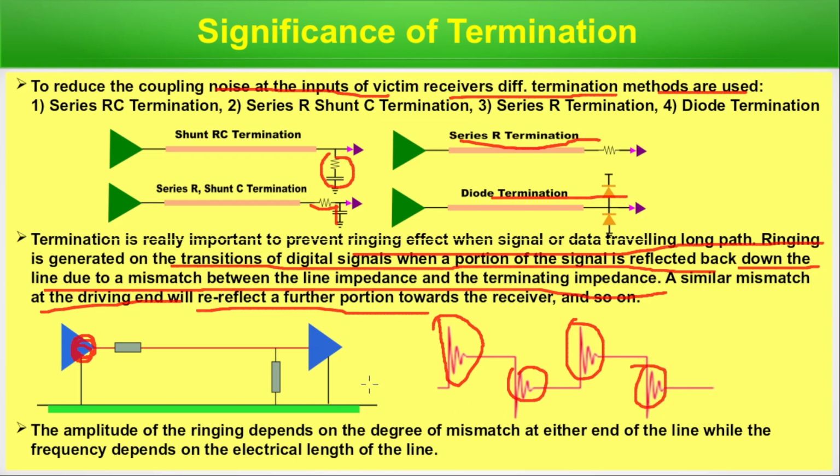The amplitude of the ringing depends on the degree of mismatch at either end of the line, while the frequency depends on the electrical length of the line. So how much it's mismatched determines the amplitude of the ringing. So we are done with this slide. Now let's move to the next slide.